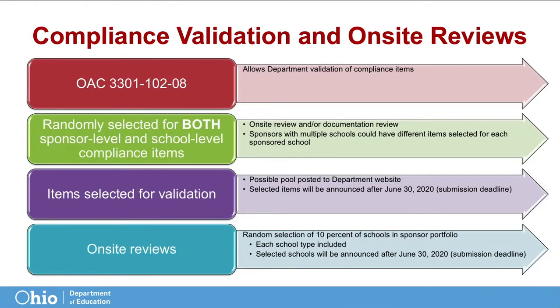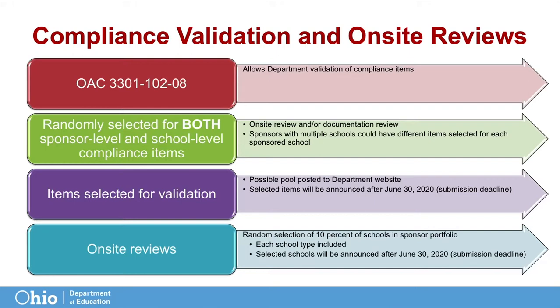Ohio Administrative Code 3301-102-08 permits the department to validate compliance items. Compliance items will be randomly selected for both sponsors and schools. For sponsors with multiple schools in their portfolio, different compliance items for validation will be chosen for each school. The pool of items for which validation may occur for 2019-2020 will be posted to the department's website on the 2019-2020 Sponsor Evaluation Tools website.